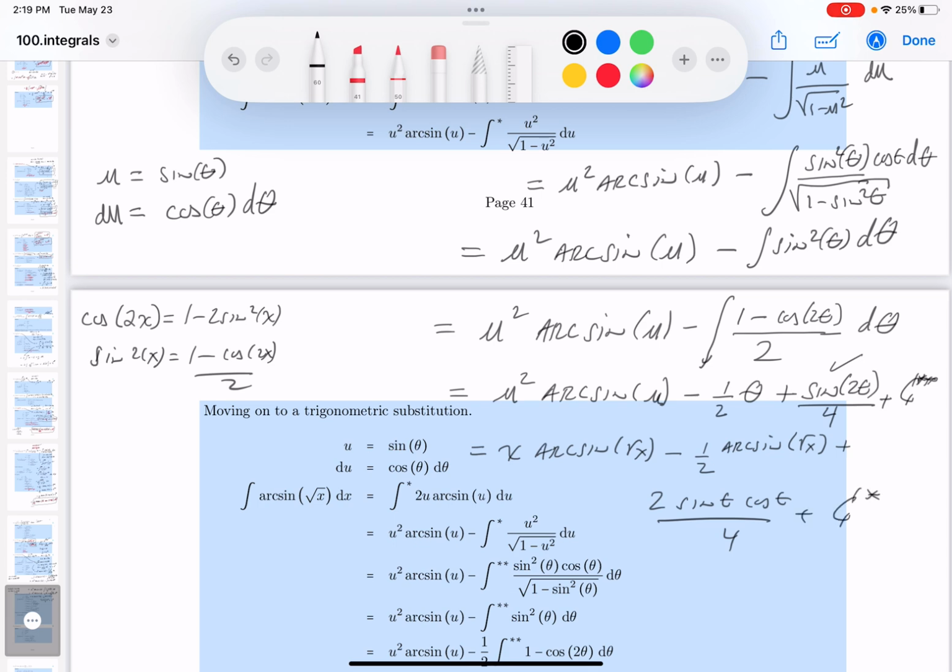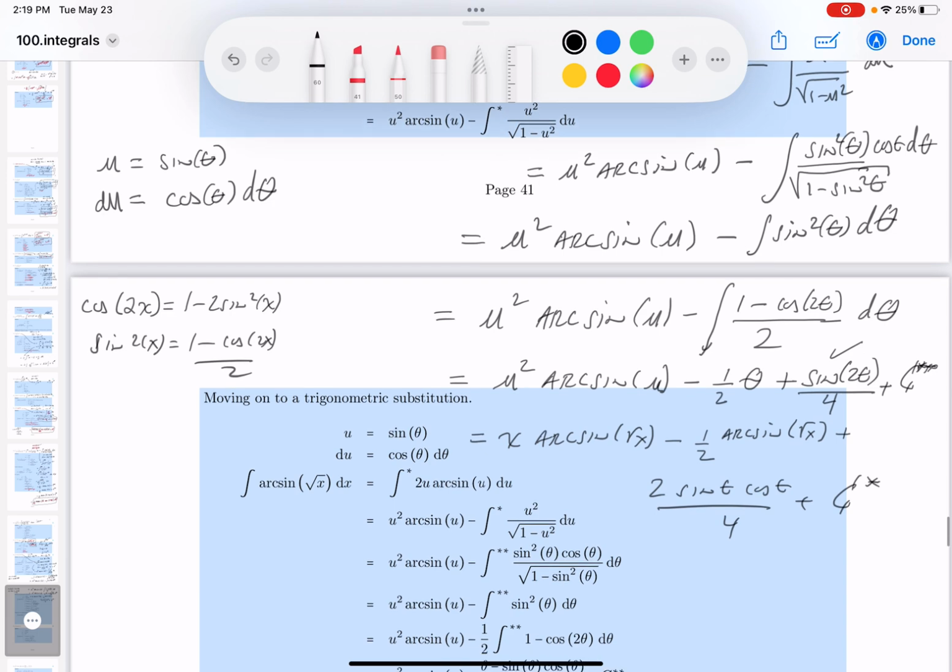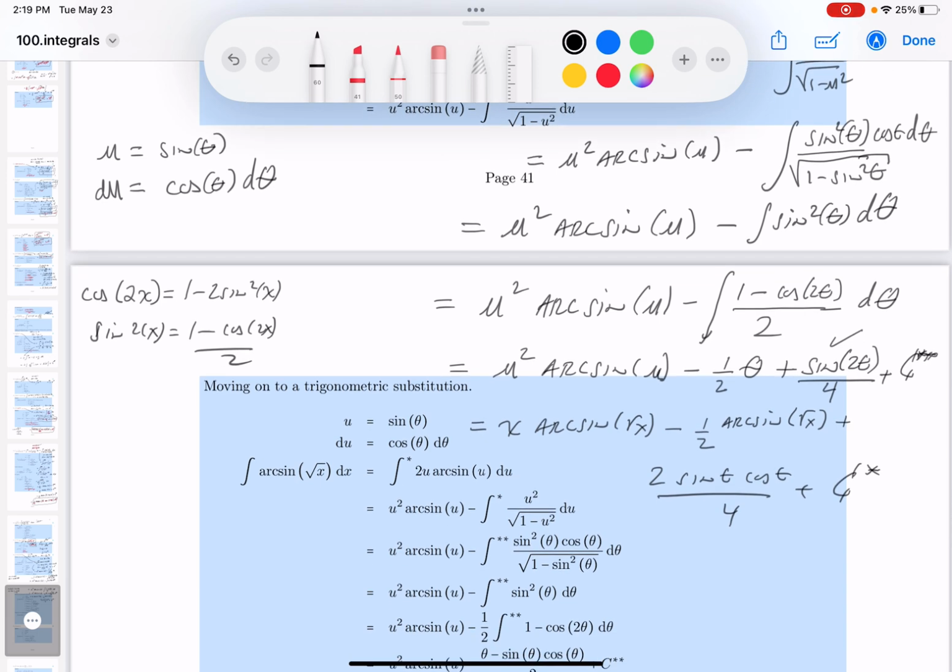Again, I got to get rid of that theta part. And what's the sine of theta? It's u. Let's write this down over here. x arcsine root x minus arcsine root x over 2 plus 2 sine theta, which is 2 root x. Oh, I'm sorry, this cancels off. This is 2. So root x, that's what sine theta is.